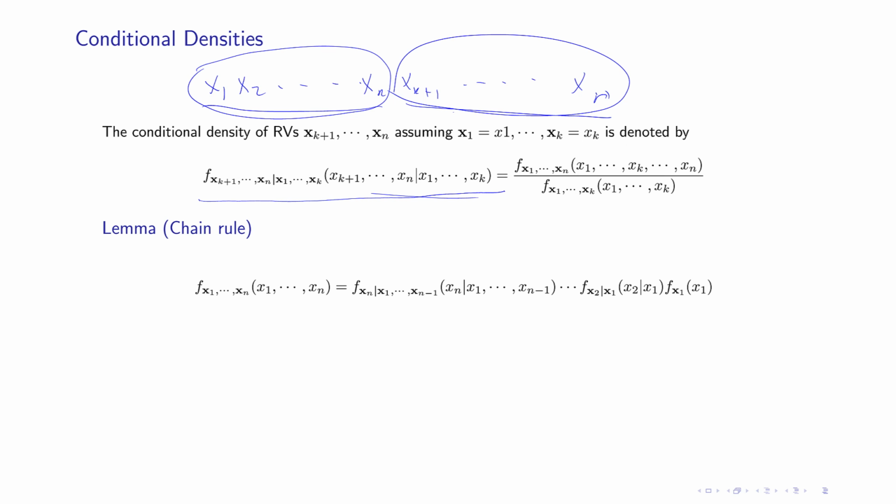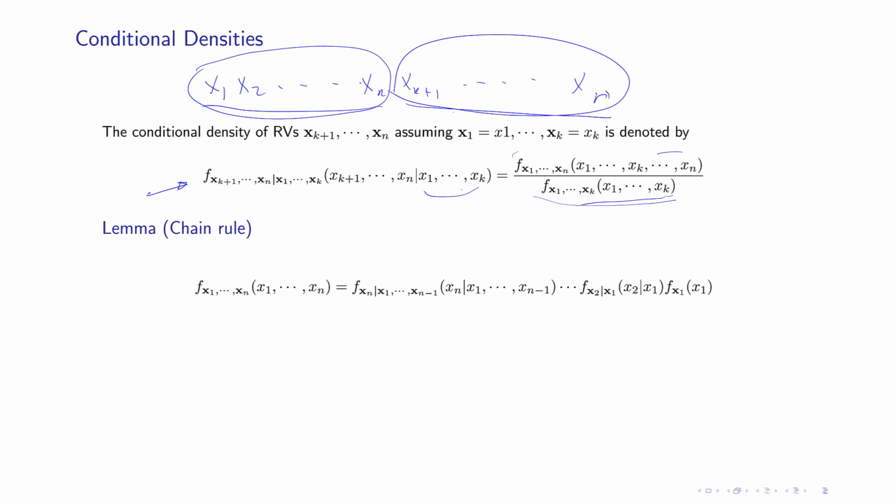This is the notation, and it is equal to the joint distribution of all random variables divided by the marginal distribution of the condition. So from the joint distribution, you can integrate with respect to the group that you're trying to find. Then you can find this one and apply this definition.